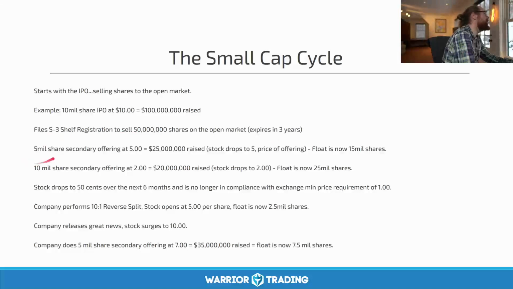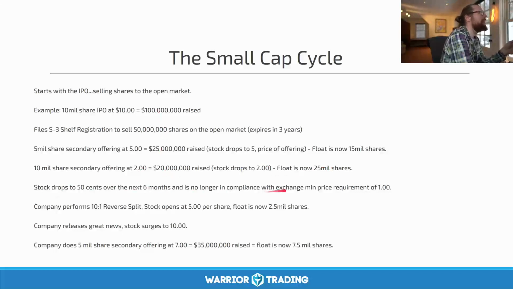We do a 5 million share secondary offering at $5. So 5 million shares at $5 raises $25 million. The stock drops to $5, the price of the offering. The float is now 15 million shares. It's increased because we sold 5 more. Then we do a 10 million share secondary offering at $2 and raise another 20 million. The stock drops to $2. The float's now 25 million shares, and the company's now raised 100 plus 25 plus 20 is $145 million. The stock drops to 50 cents over the next 6 months.